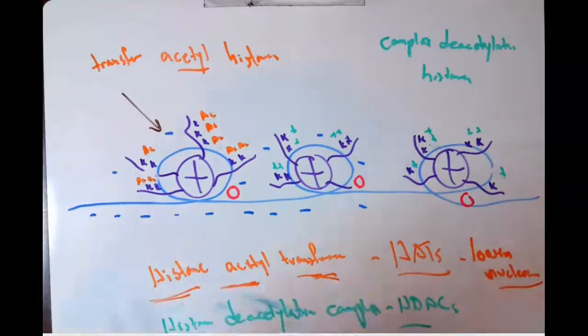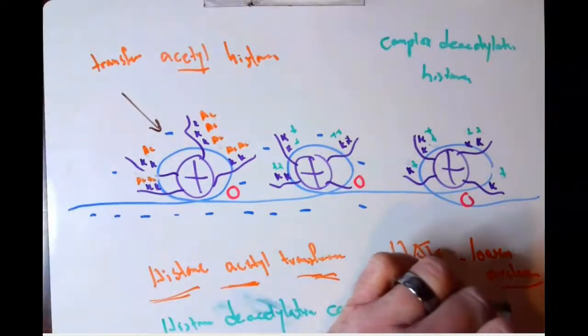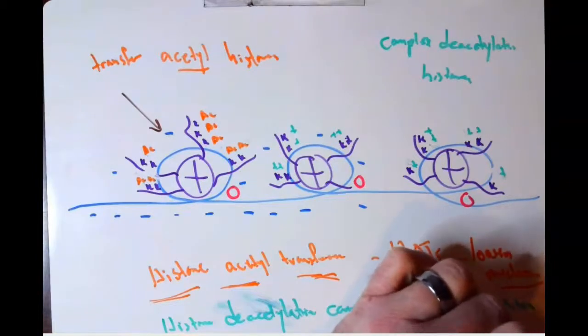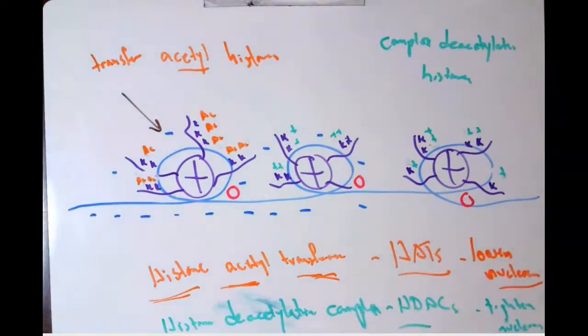So HDACs oppose HATs. If HATs loosen nucleosomes, HDACs tighten nucleosomes. And by tightening nucleosomes, they inactivate DNA. HDACs block transcription. HDACs block replication. HDACs block DNA repair. HDACs make DNA inaccessible because they lock nucleosomes in place. HDACs are repressive.